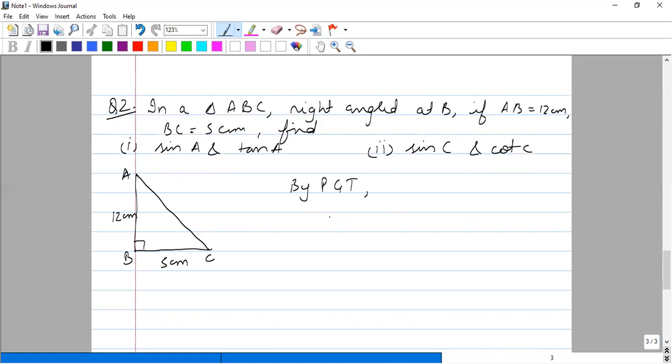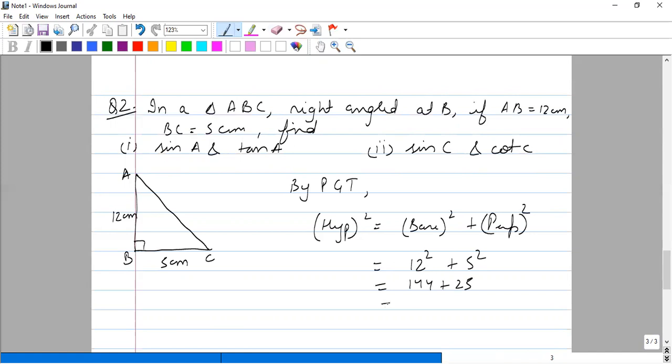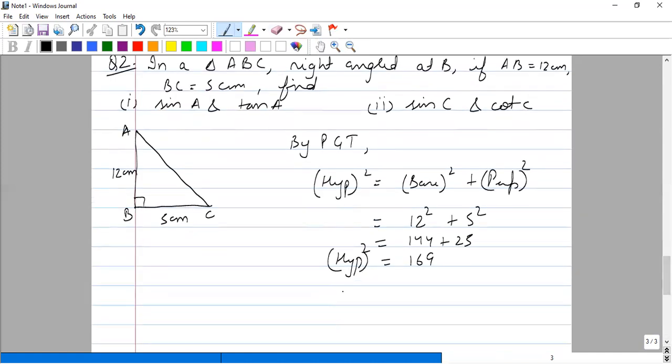Okay, Pythagoras theorem says hypotenuse square is equal to base square plus perpendicular square. Base and perpendicular are known. Hypotenuse can be found out. Okay, so 12 square and 5 square. 144 and 25. 144 and 25 is 169. This comes out to be hypotenuse square. We will take under root both sides. Hypotenuse comes out to be 13 centimeter. Now we have all the three sides.